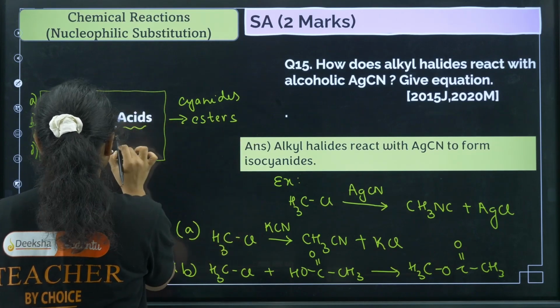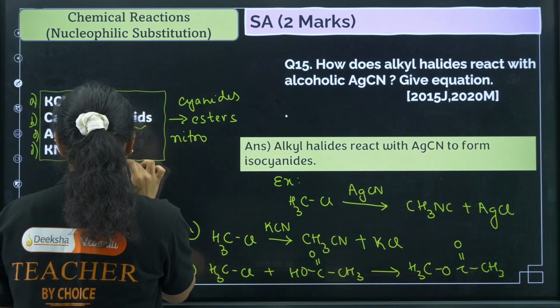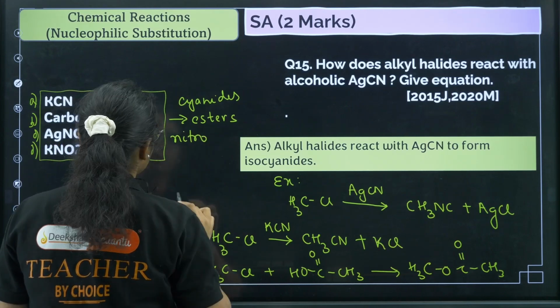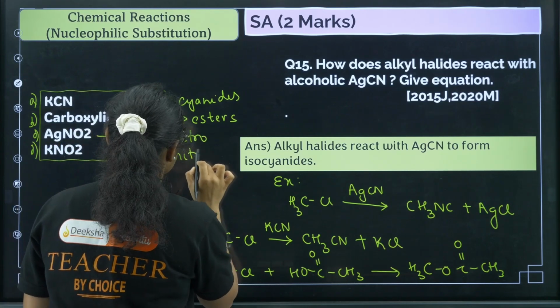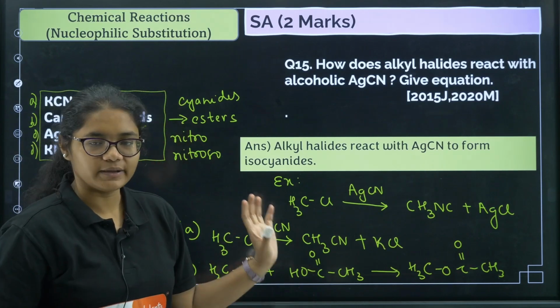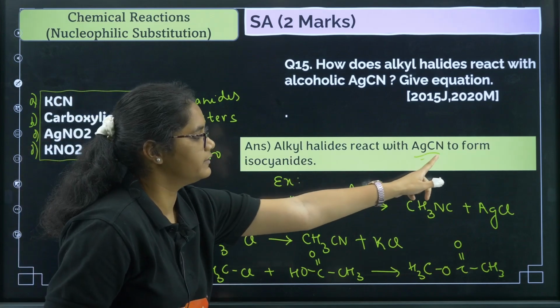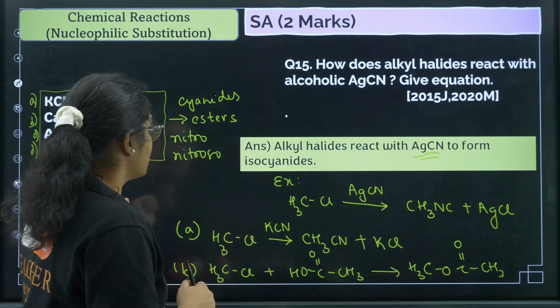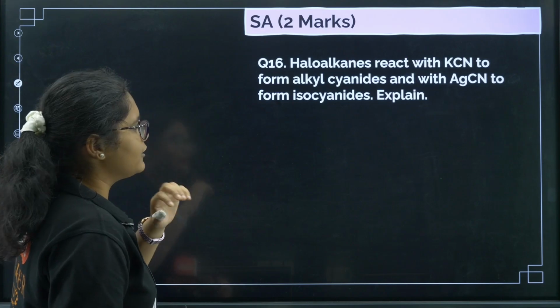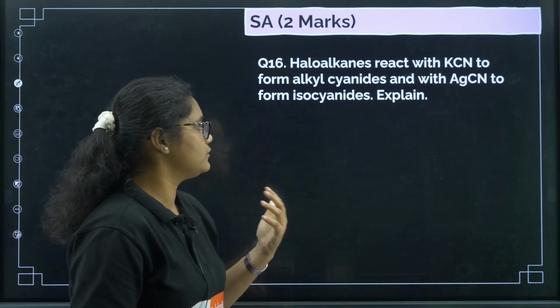Next, with AgNO2 you will get nitro compounds, and with KNO2 you will get nitroso compounds. Okay, so those are the things. The same thing, reaction based, you have to write the exact definition, everything will be the same, only this part will change, right? Okay. Next, question number 16, haloalkanes react with KCN to form alkyl cyanides but with AgCN to form isocyanides. Explain.